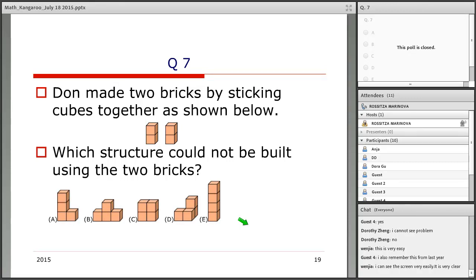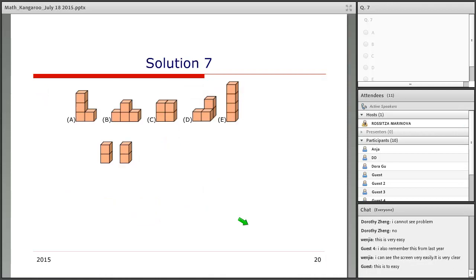Okay, so here we have our two bricks which Dawn made using 2 cubes. Now let's see, you see over here that figure A can be made using these 2 bricks, as you can arrange one brick on this side, vertical, and the other horizontal. C, yes, we can use both of these 2 bricks side by side. It's going to be the C structure. D, when you have the brick laid down horizontally and the other one vertically, D is also possible, and E is again possible by just piling one brick on top of the other.